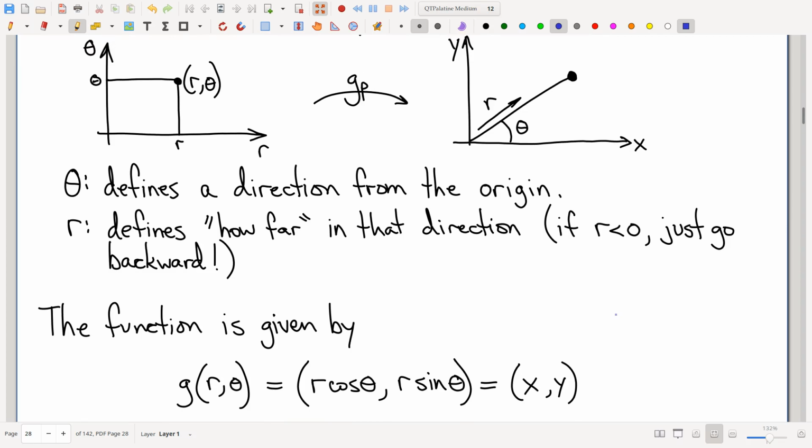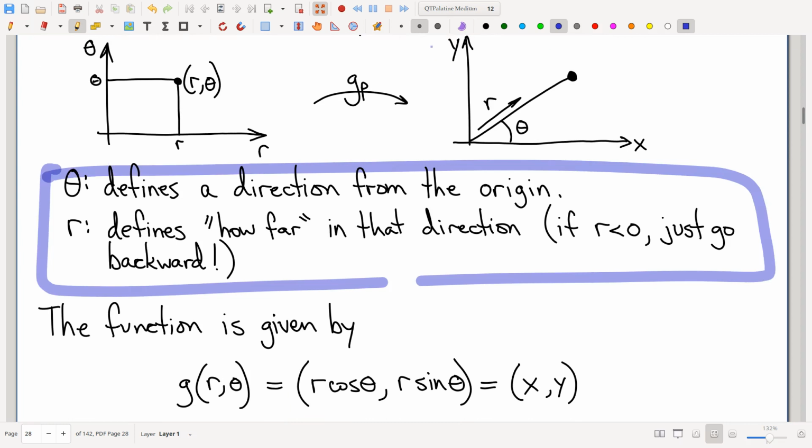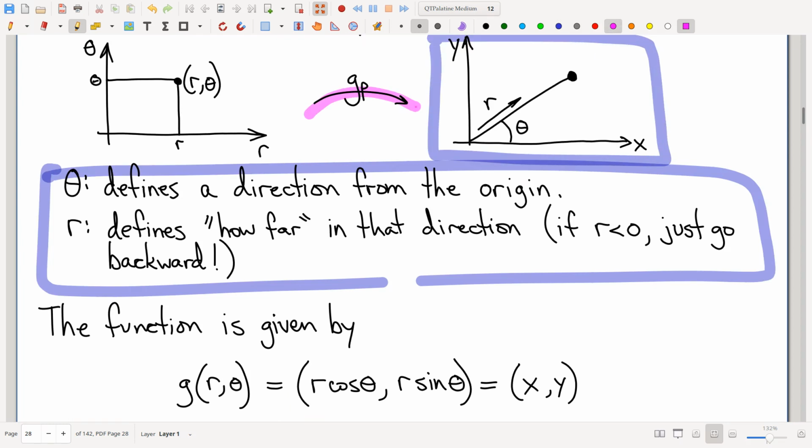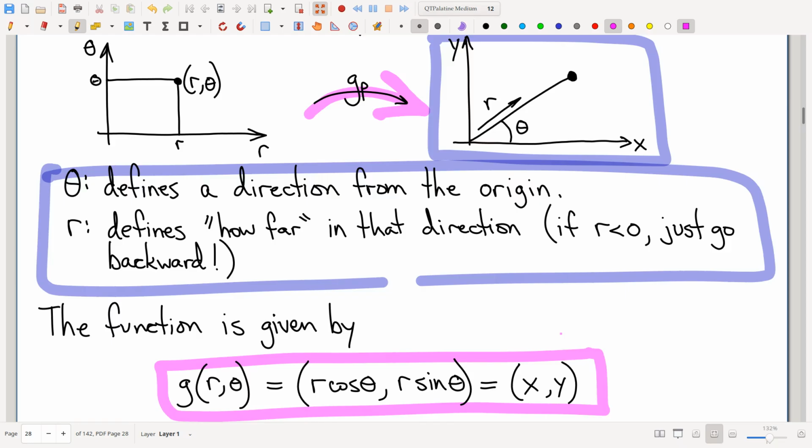Everyone should do this on their own, but given this description and this picture, right, I want you to confirm that the function that does what we've described here geometrically is this right here. In other words, x is r cosine theta, y is r sine theta. You're going to have to make sure you're good with trig. You're going to have to make sure you are comfortable with the unit circle definition of sine and cosine.